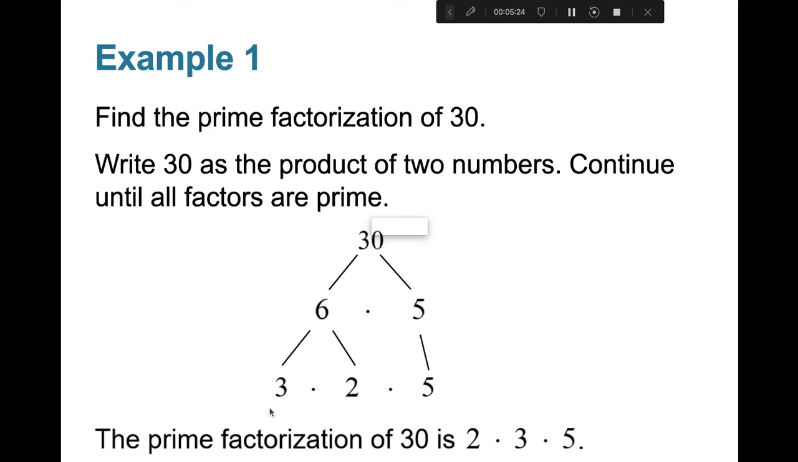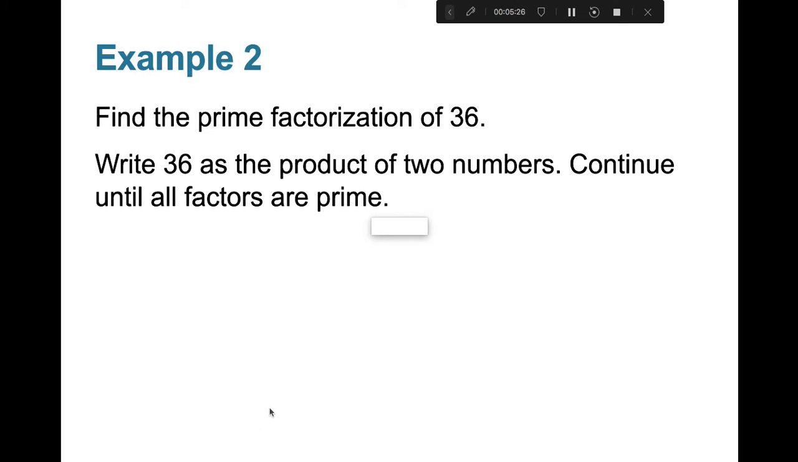So our next number we are going to factor is 36. Write the prime factorization of 36.